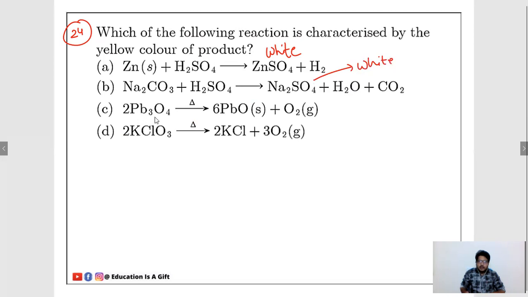Lead oxide Pb3O4, which actually will be in red color, gives rise to PbO, lead oxide. That lead oxide is yellow in color, and oxygen. And KClO3 gives rise to KCl. Here potassium chlorate gives rise to potassium chloride, which also will be in white color. So they asked the yellow product, that is C.